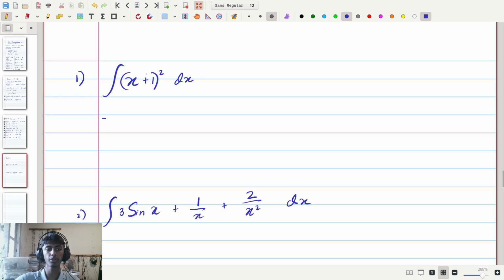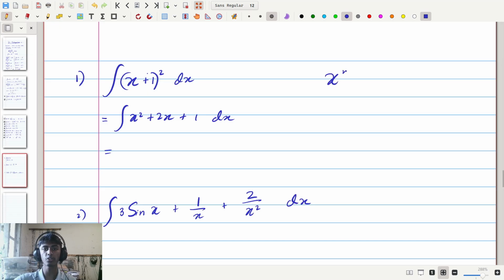To simplify this, we first expand (x plus 1) squared. When we expand it, we get the integral of x squared plus 2x plus 1 dx. Now we can see we have a bunch of terms added together. Therefore, integrating the bunch of terms should be the same as integrating each term individually and then adding them all together. For the first part, we have x squared.